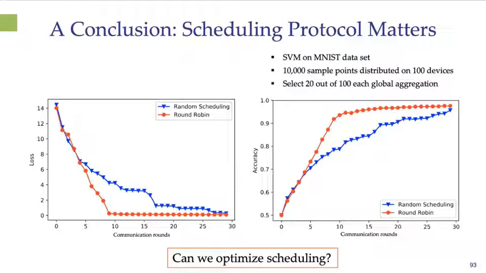And you can see that in this case, this is a case of a low decoding threshold. I don't think we put it here. But you can see that on the left, round robin does indeed perform much better than random scheduling. Many fewer rounds are needed to get down to low loss, and also up to high percent correct. So the scheduling matters. It matters theoretically, and it also matters in real machine learning applications. So a question we might ask is, can we optimize scheduling?